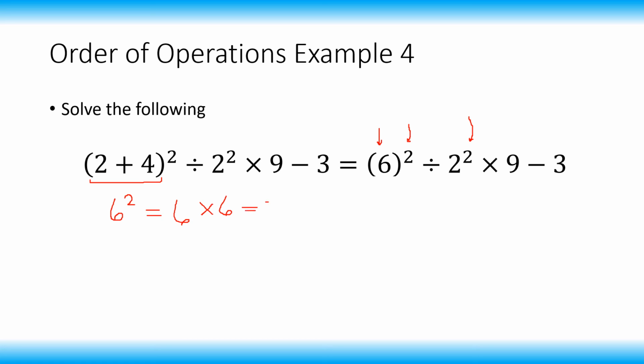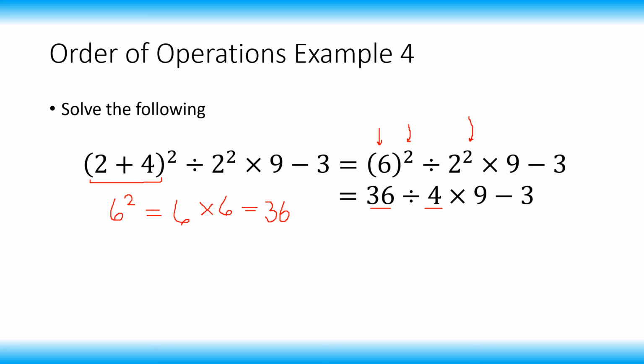And then the same idea for 2 squared, it's going to be 2 times 2, basically the same process as what we just did with the 6's and what we did in the last problem. 2 squared, 2 times 2, it's 4. So now we've dealt with the exponents. We've got an answer of 36 from the first one, and we've got an answer of 4 from the second one. Now we move on to division and multiplication in the order that they show up, left to right.